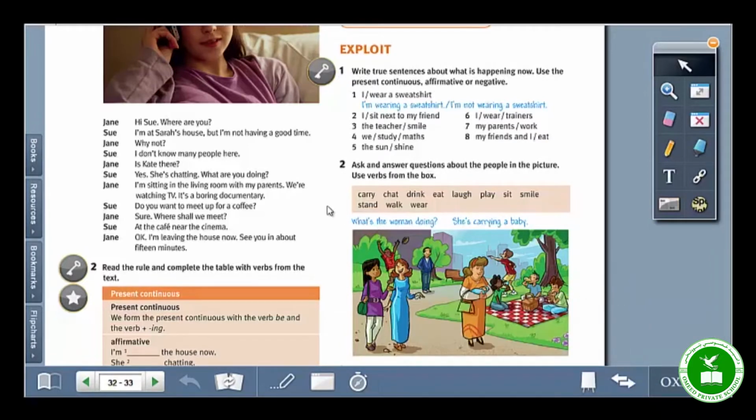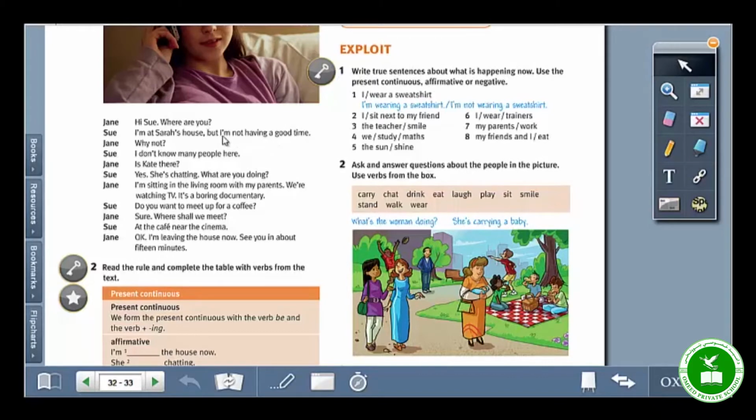Okay, so now let's find the examples of present continuous here, okay? Which one do you think is the example of present continuous? Which sentence do you think is in present continuous tense? Hi Sue, where are you? No, this is not a present continuous tense sentence. I'm at Sarah's house, but I'm not having a good time. Okay, here it is. I'm not having a good time. It's a negative sentence, but it is present continuous.